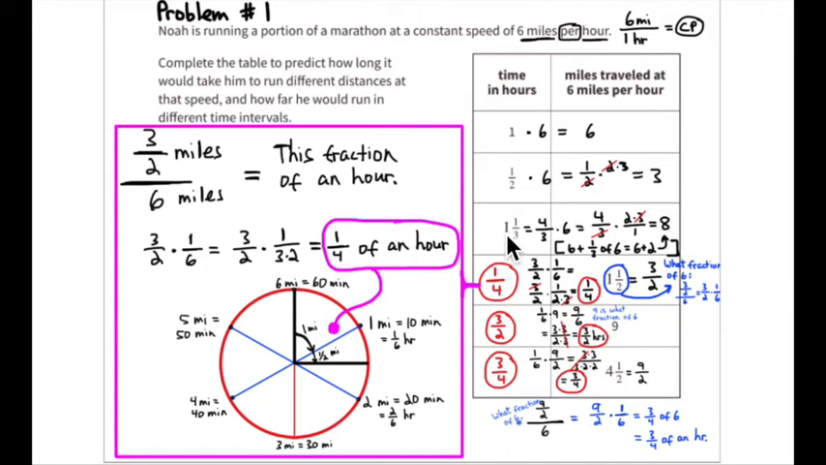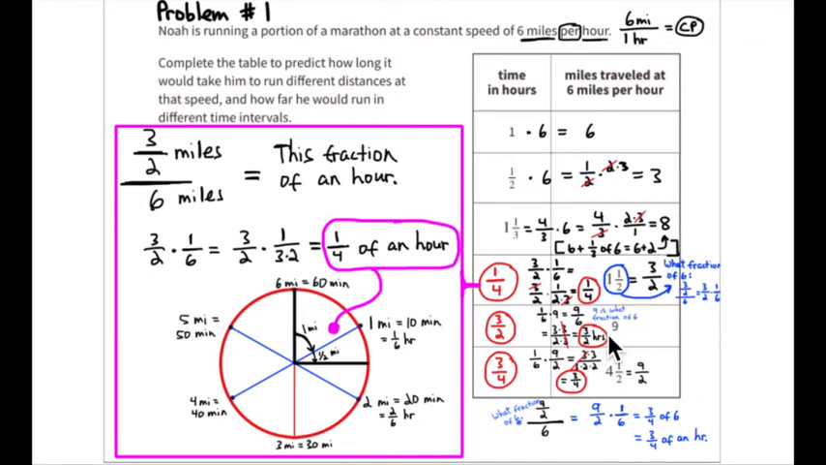And that makes sense. If you're running more than 1 hour, so you're running more than 6 miles, you're running 1/3 of an hour farther. Well, 1/3 of 6 is equal to 2. It's right here. 1/3 of 6 is equal to 2. So it's 6 miles for the 1 hour, and then 1/3 of 6, or 1/3 of an hour, gets you 2 more miles. So 6 plus 2 is equal to 8.